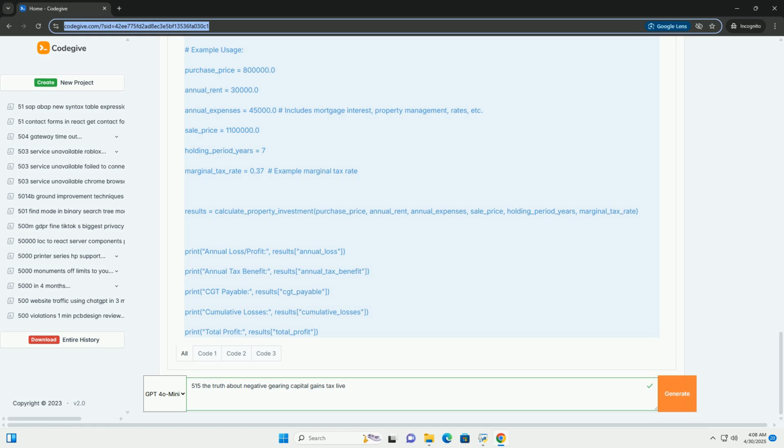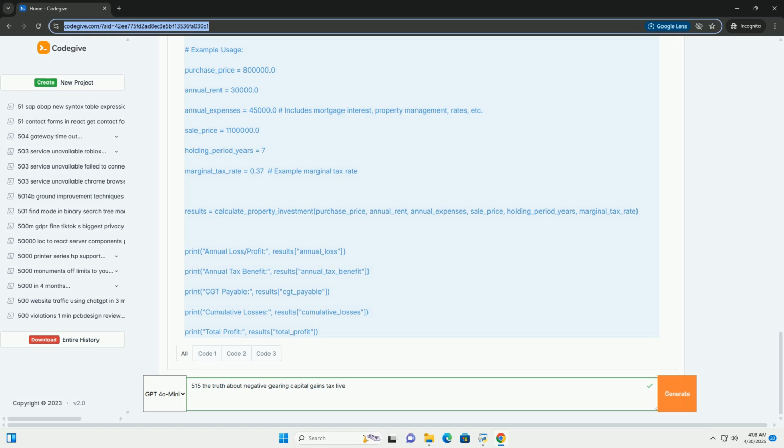Depreciation. Depreciation is a crucial aspect of negative gearing in property investment. It's a non-cash deduction, meaning you don't actually spend the money, but you can still claim it as a tax deduction. A quantity surveyor prepares a depreciation schedule that outlines the depreciation allowances for the building, capital works, and its assets, plant and equipment.